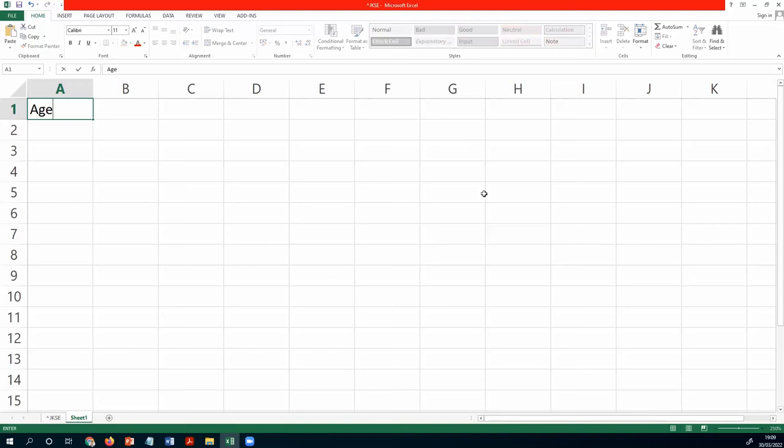Let's say age here, and then education here, and then salary, dependents, and then years of experience. This is the salary. Okay, this one runs between 1 to 5.